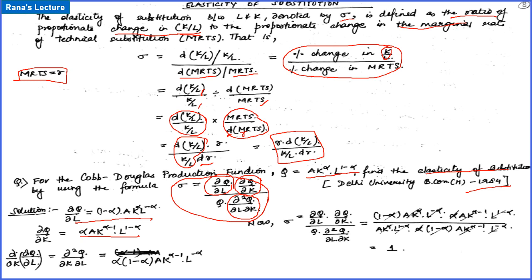Again, in order to find this, we differentiate over here, delta by delta K into delta Q by delta L. This is the answer. You substitute the values, and you get that it is equal to 1. This is the elasticity of substitution for this.